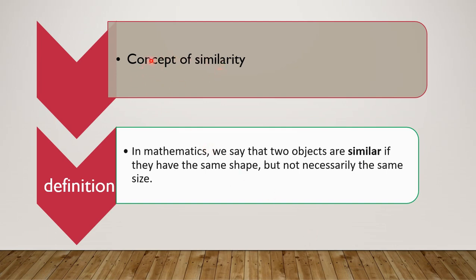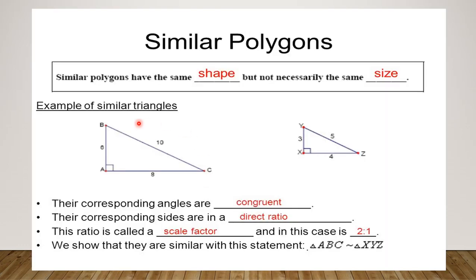In class 10th, we have to study about similarity. So, what is similarity? Two objects are similar if they have the same shape but not necessarily the same size. That is, polygons have the same shape but not necessarily the same size. For this, let's take the two triangles as shown in this figure. Their corresponding angles, angle A and angle X, are equal. Then corresponding sides are in a direct ratio.